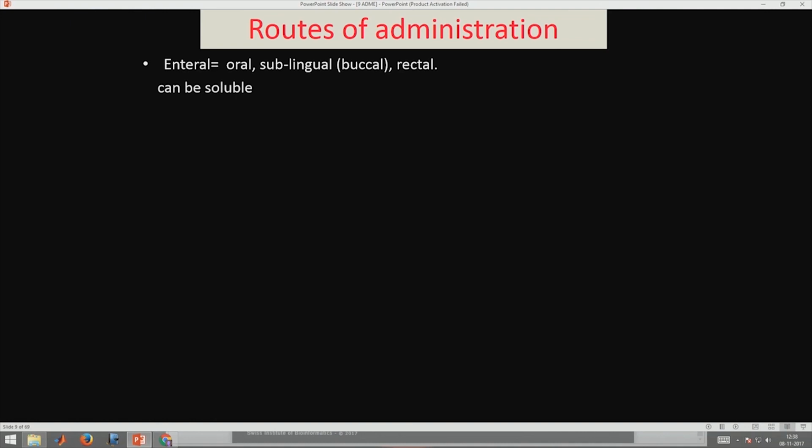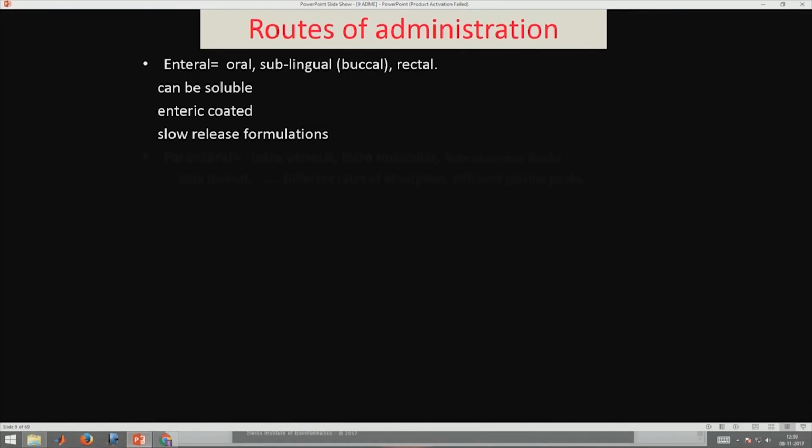So it can be oral, sublingual, rectal, so it can be soluble form. It could be enteric coated, so the coating goes away because it keeps the drug stable without degradation, or it could be a slow release formulation. There are now slow release partially crystallized metformins. So the drug gets released over a period of time.